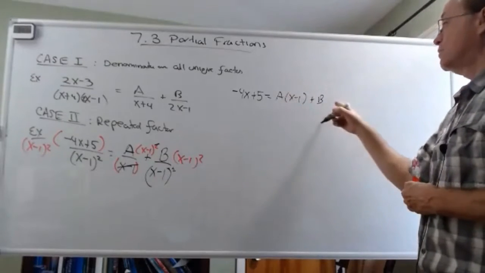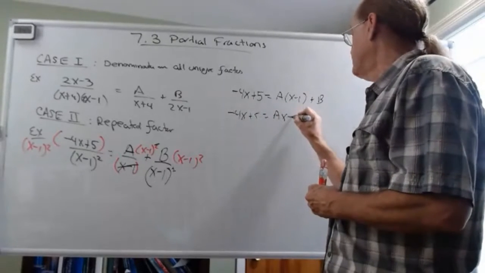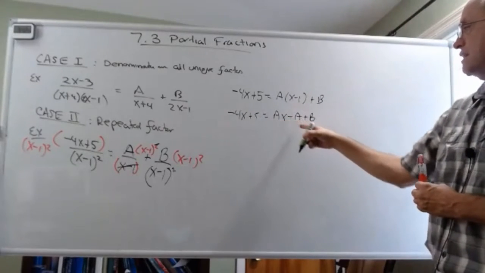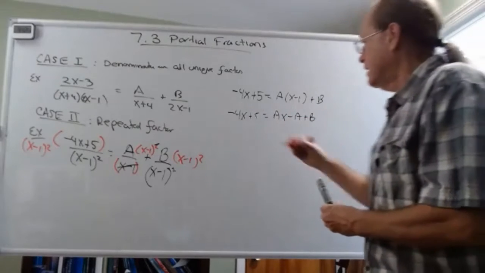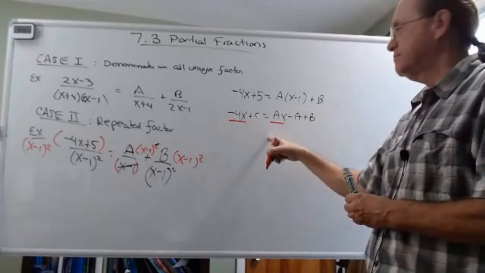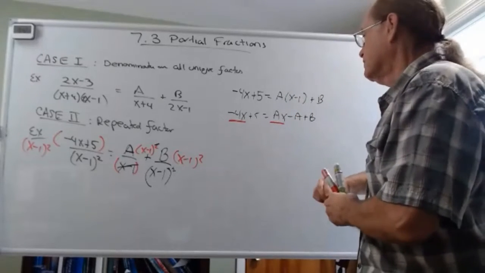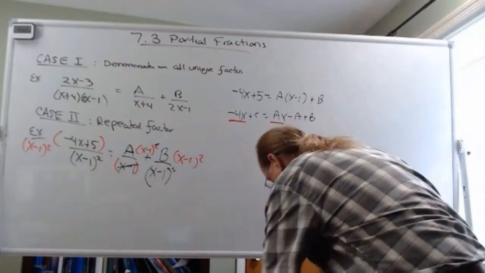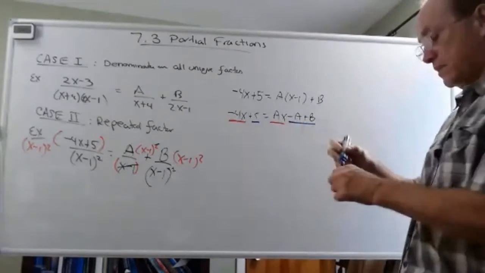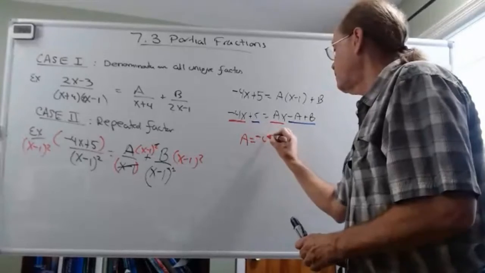Very simple. Then I distribute everything over here. Ax minus a plus b. Then I organize those. You can see they're organized by their types. Let's qualify. This is my x term. I only have one x term over here, so that has to have the same coefficient. My constant is made up of the other two terms over here. So 5 is a combination of the a and the b on the other side there. So that 5 is equal to that. So this one's fairly easy. It tells me that a has to be equal to negative 4.